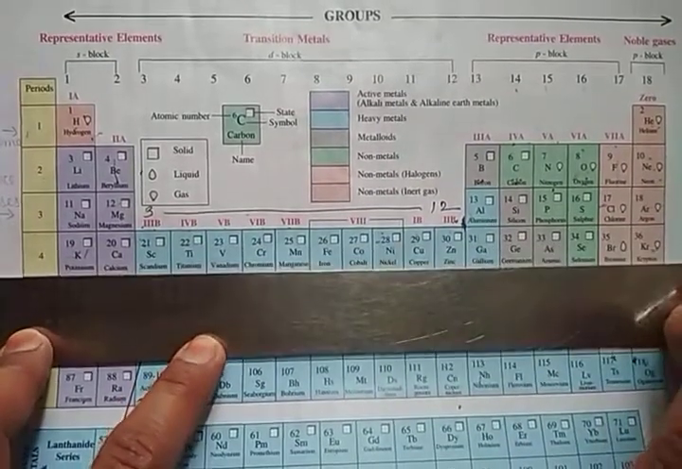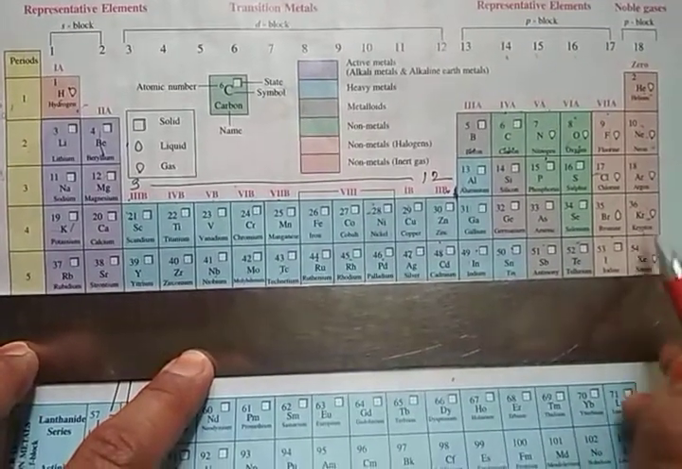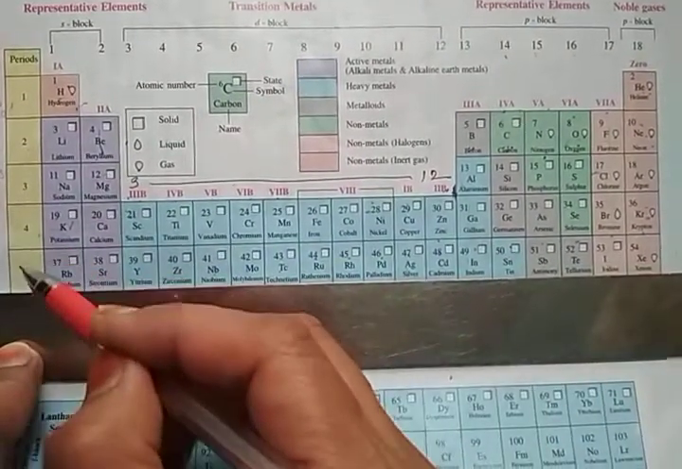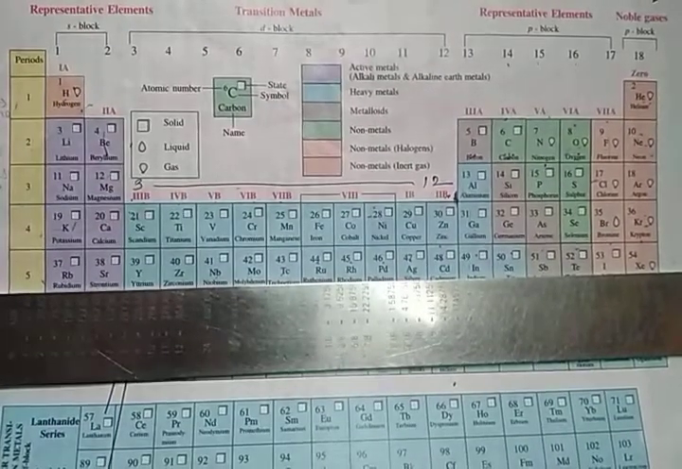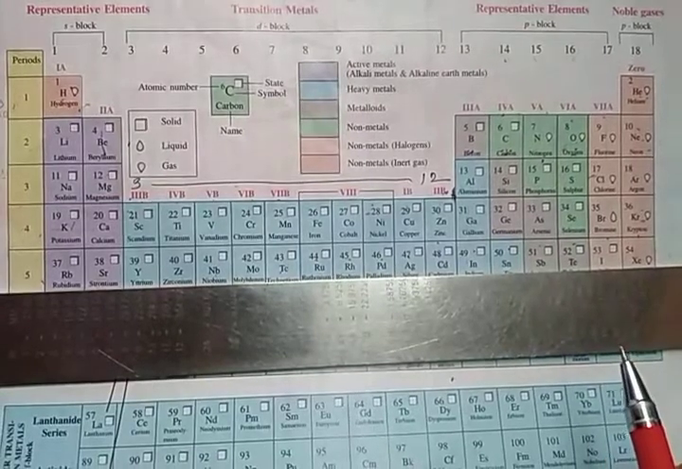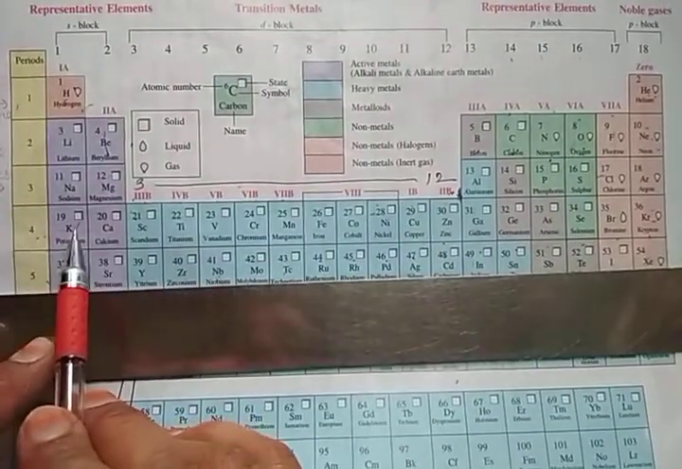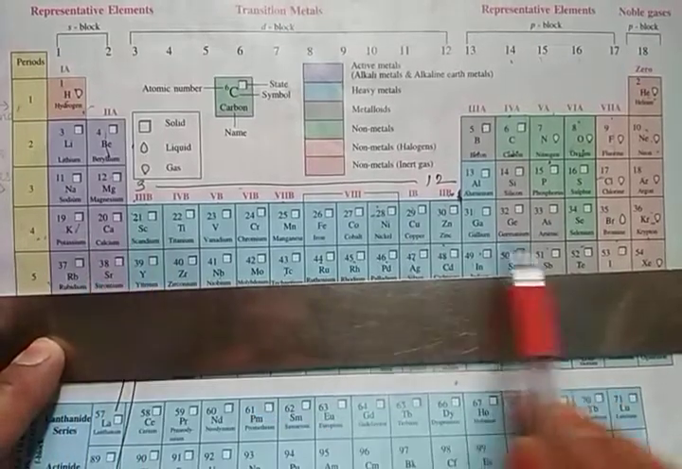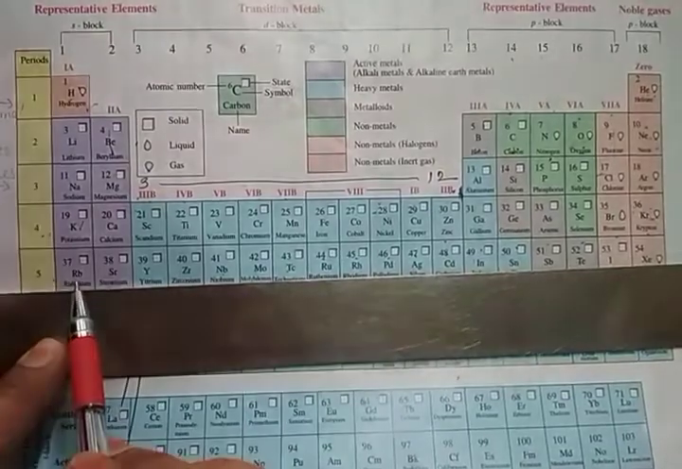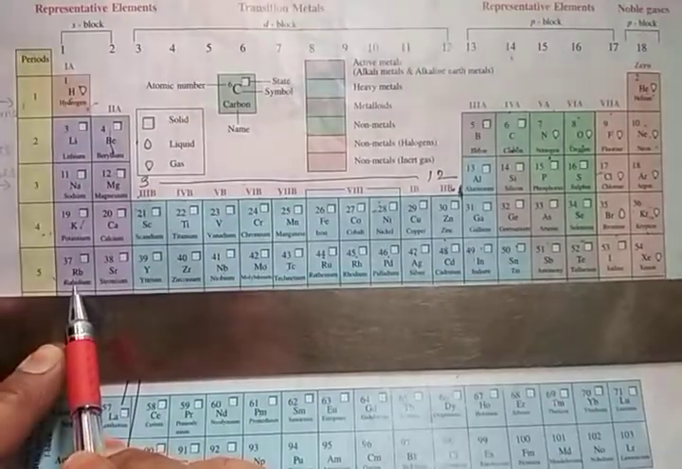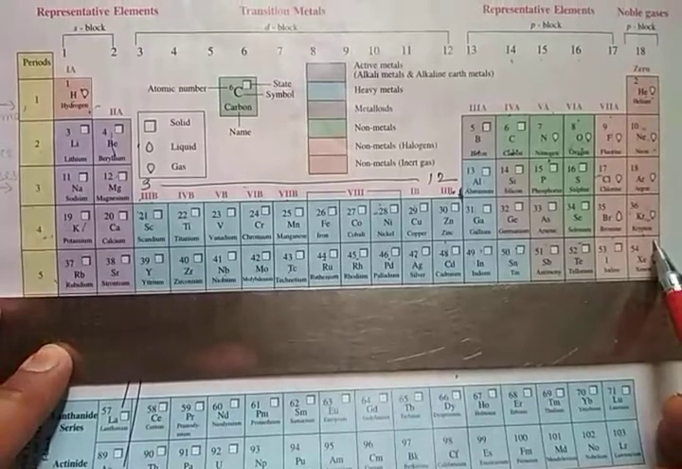Then the fourth and fifth periods both contain 18 elements, that's why they are called long periods. Elements of the fourth period start with potassium, atomic number 19, up to krypton, atomic number 36. Elements of the fifth period start with rubidium 37 to xenon 54.